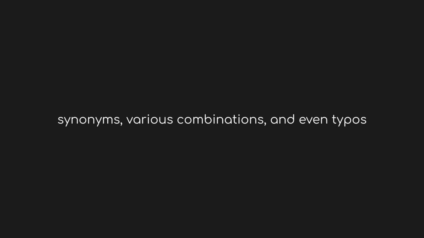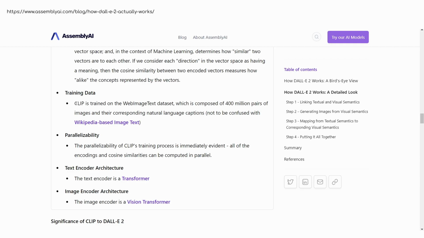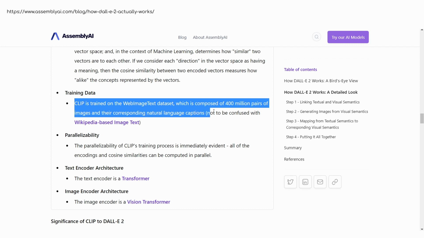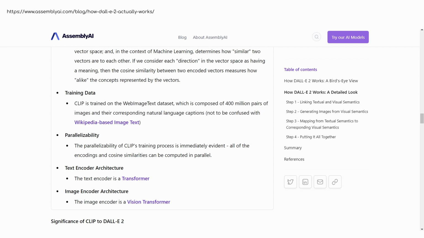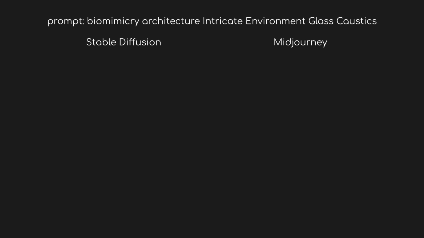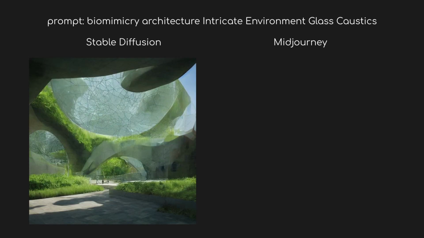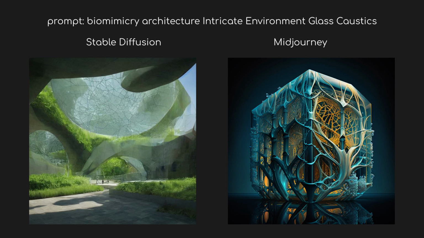Synonyms, various combinations and even typos can provide different results. The models are trained on enormous databases of image description pairs. Each tool has a different database, so the results for the same prompts may vary. The best way to grasp a feel for each tool is to prompt it many, many times with various words.